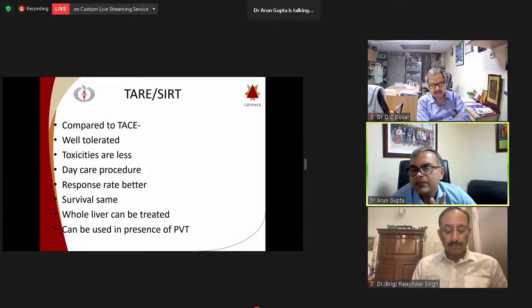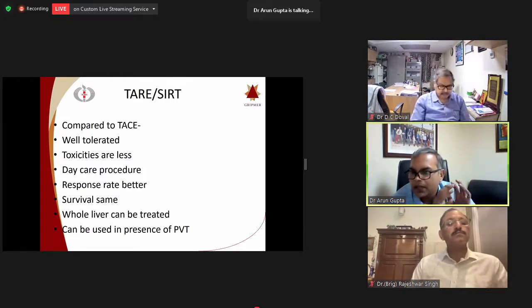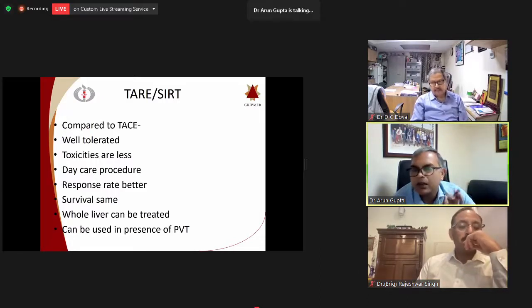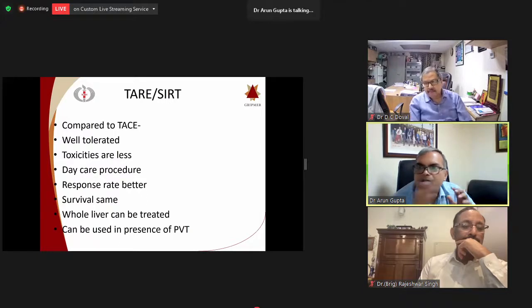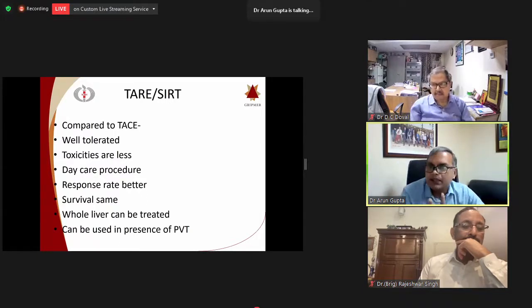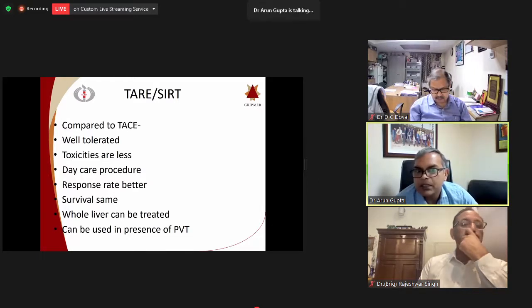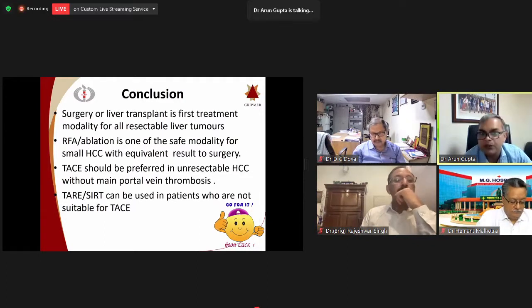If practically we see a tumor which is more than 5 centimeters, we do the TACE. For the next 15 days, patients will have a bad time because of post-embolization syndrome. The toxicities are far less as compared to TACE. So we do it on a daycare basis, and we can say there is still no data that survival is better as compared to TACE, but definitely the toxicities are less. We can treat the whole liver in one go, and it can be used in the presence of portal vein thrombosis.